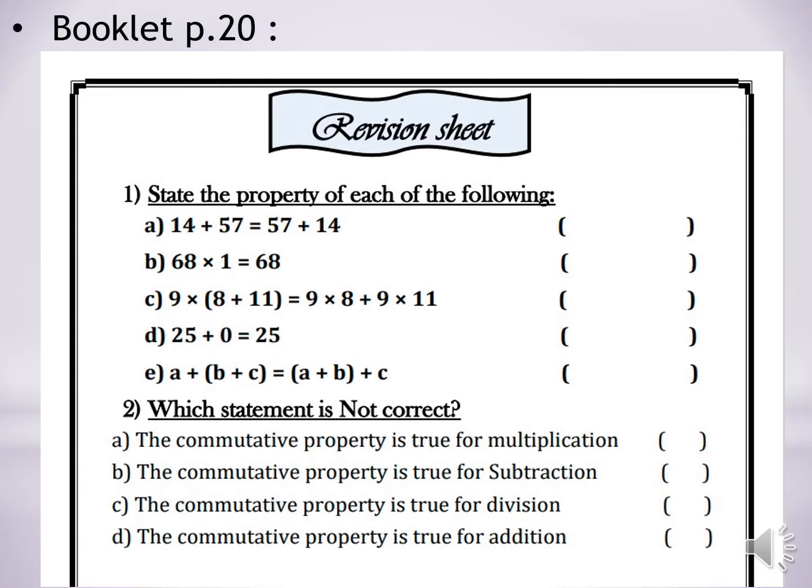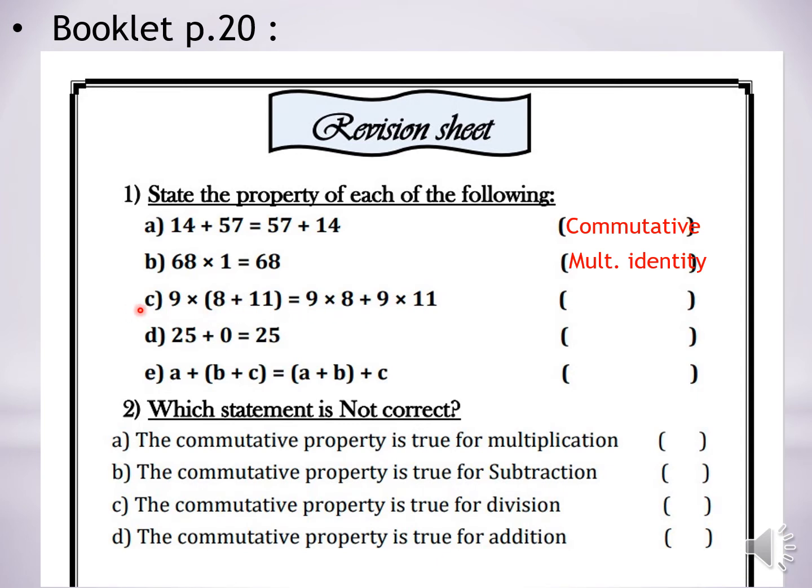Booklet page 20. State the property of each of the following. Letter A, 14 plus 57 equals 57 plus 14. Here I just change the places of the number. So this is the commutative property. In letter B, 68 multiply 1 equals 68. Any number multiply 1 equals the same number. This is the multiplicative identity.